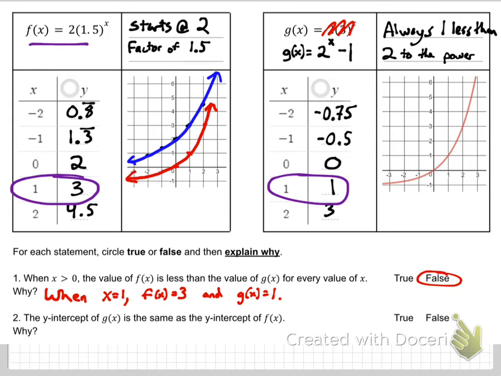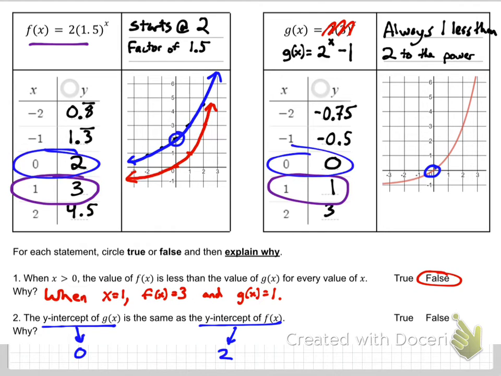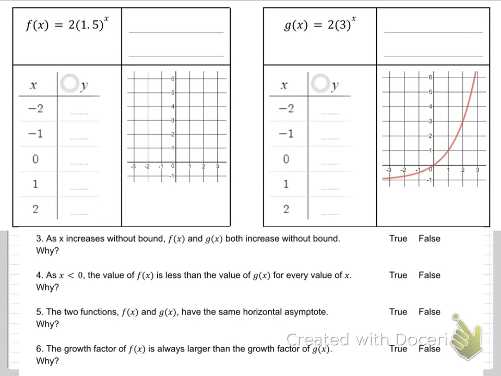The y-intercept of g of x is the same as the y-intercept of f of x. Are the y-intercepts the same? Well, the y-intercept of g of x is 0, and the y-intercept of f of x is 2. I circled those on the table, on the graph, and I also circled them right there on the table. So that is false. Oops.